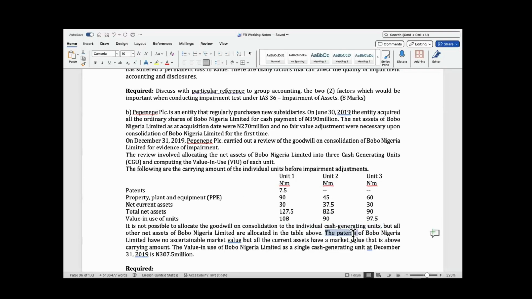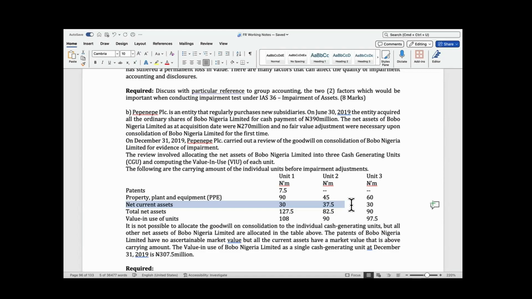They said the patents of Bobo Limited have no ascertainable market value. You see, this sentence tells me that the patent has been impaired fully. They said the patents of Bobo have no ascertainable market value. That means this 7.5 million is gone. Is fully impaired. Not only that, they also said that all current assets have a market value that is above carrying amount. So this is a scenario where they are mentioning current assets. They said their values are above their carrying amount. That means don't allocate impairment loss to them.